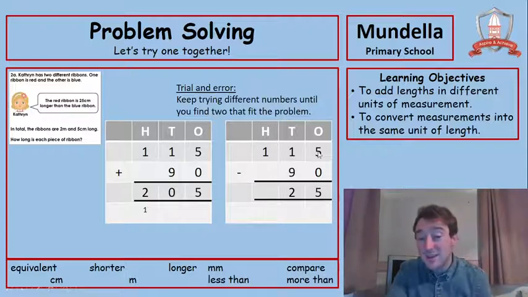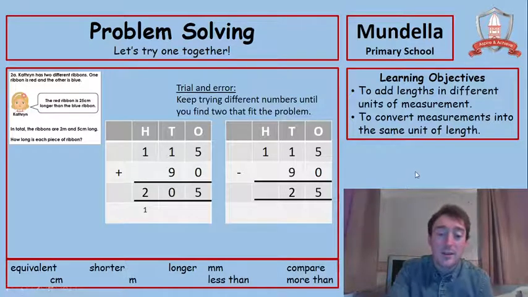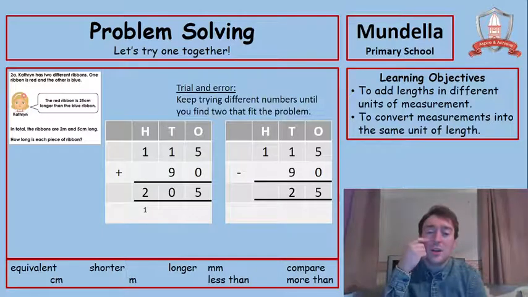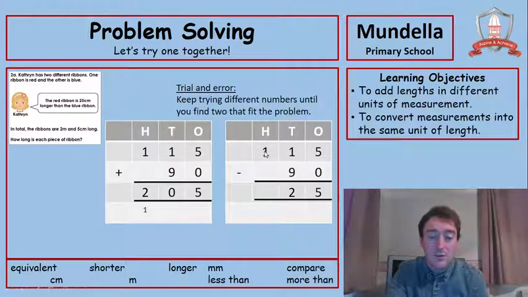Let's check. So 5 take away 0 is 5. 1 take away 9. Can we do that? No, we can't really do that. We can't flip them. That's not what we need to do. So what we need to do is we need to make the impossible possible. And what we'll do is we'll borrow this 1 from next door.